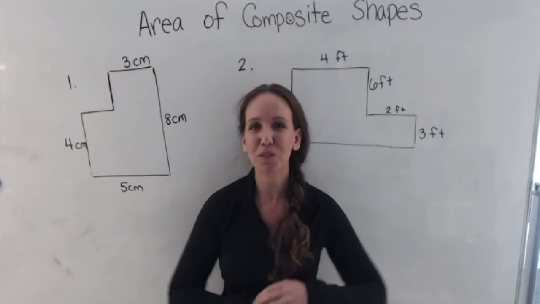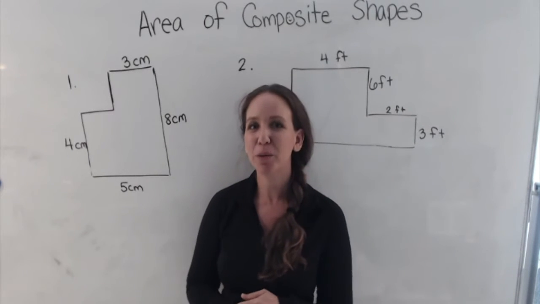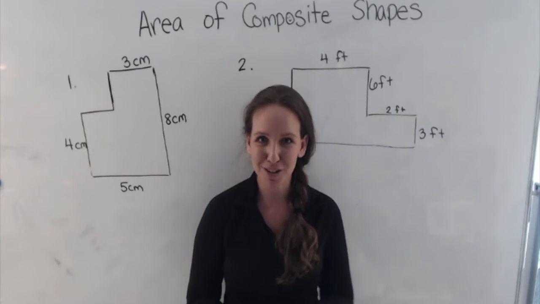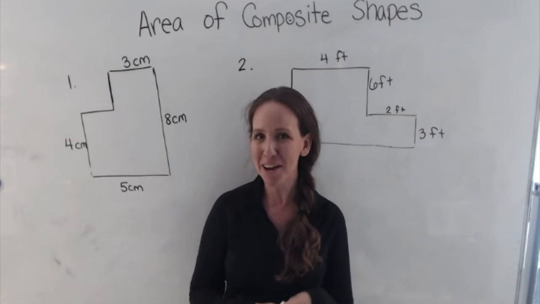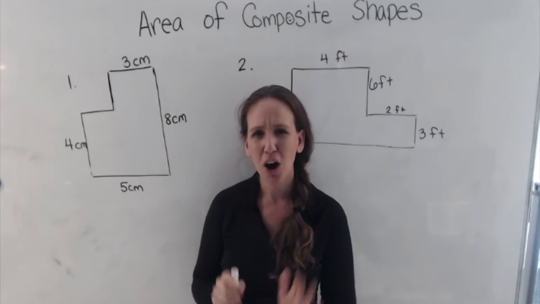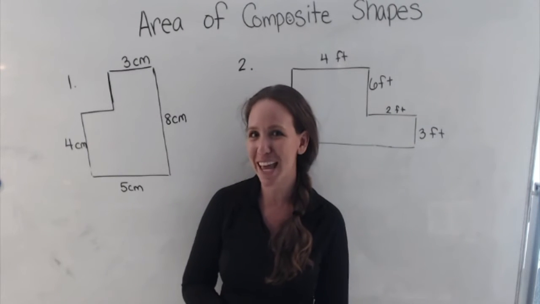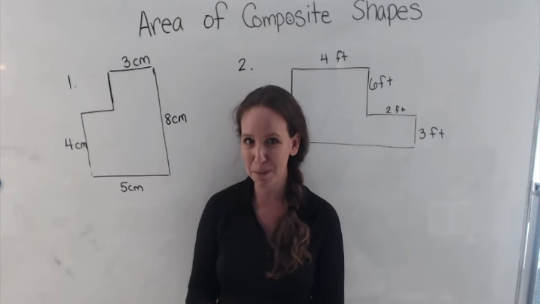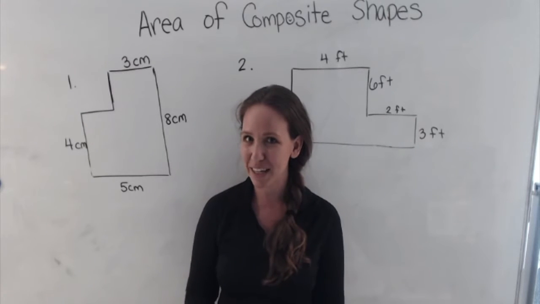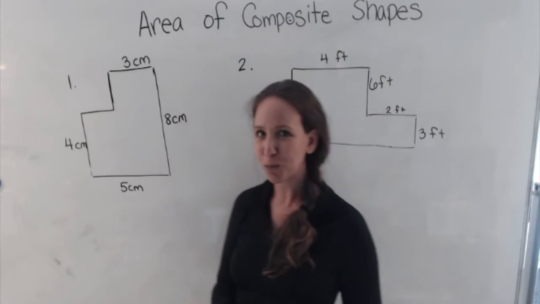Hi everyone. So if you watched my last video, it was on area of rectangles. But today we're going to talk about area of composite shapes. All that means, it's a fancy way of saying that there's more than one shape in the picture that we're discussing. So let's take a look at our first problem.